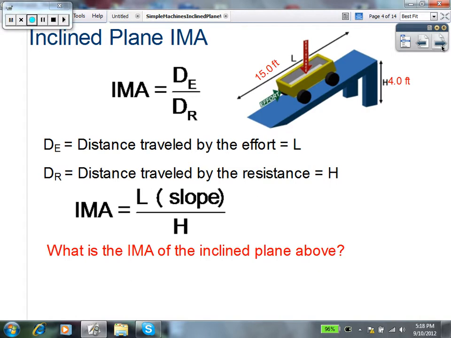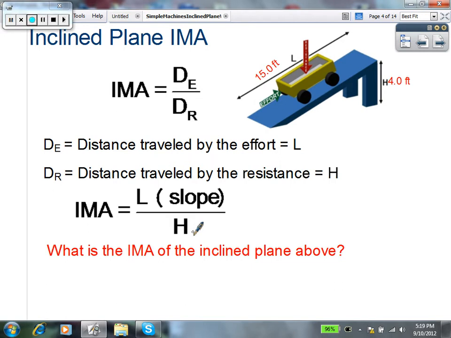The ideal mechanical advantage, as we've already said, is the distance the effort travels over the distance the resistance traveled. So in this instance, the distance that the effort travels is going to be the length of the ramp, or basically it's the slope of this incline right here. The distance the resistance travels, the resistance is basically going from down here up to here, so it's really only traveling the height of the incline. So the ideal mechanical advantage then is going to be the length of the ramp or the slope divided by the height of the ramp.